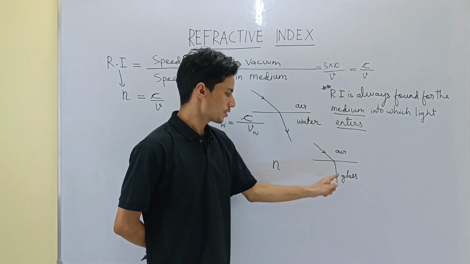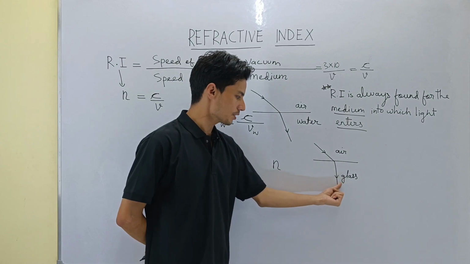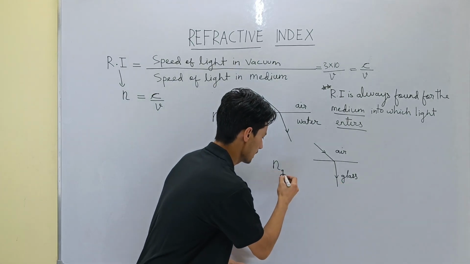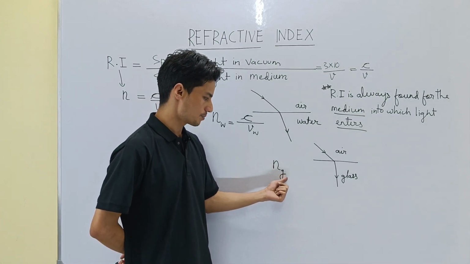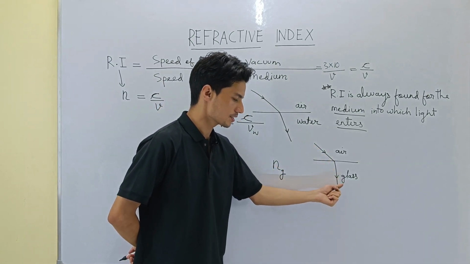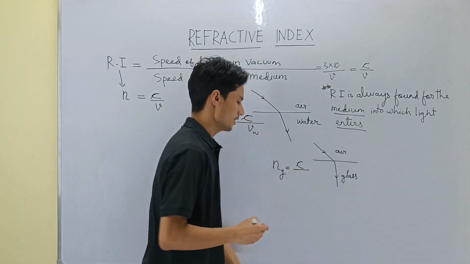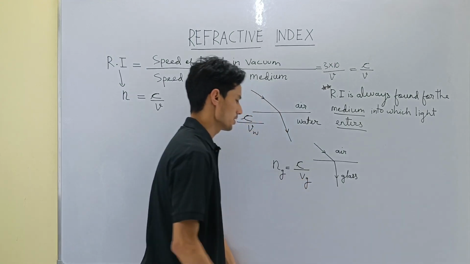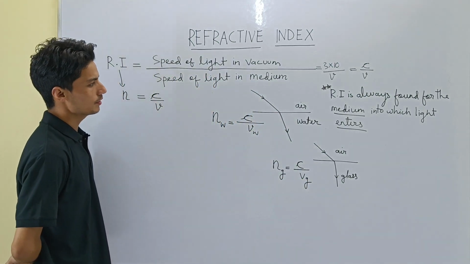Remember, you have to identify into which medium the light is entering. It is entering into the glass medium, so we will be finding for glass. So you write here Ng, the refractive index for glass, because light is entering into glass. So Ng is equal to C upside, and below, the velocity or speed of light in glass, Vg. That's how you do it. Easy, isn't it? Not very difficult.